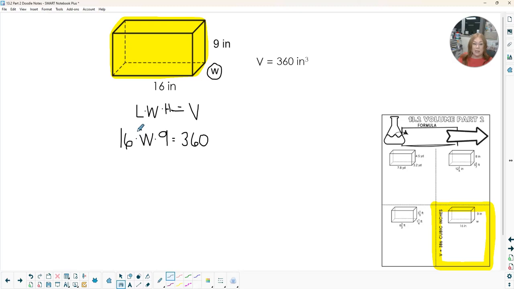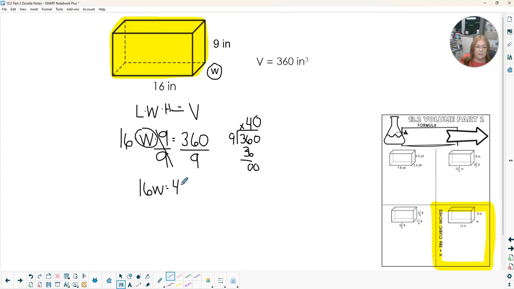So we're trying to find W. So again, we want to get W by itself. It's connected to 16 by multiplying and by 9 by multiplying. So we're going to divide by 9. If I divide by 9 on this side, I have to divide by 9 on this side. So we're going to do 360 divided by 9. 9 can't go into 3, but it goes into 36 4 times. Bringing down that 0, 9 goes into 0 0 times. So 360 divided by 9 is 40, and now we're left with 16 W equals 40.